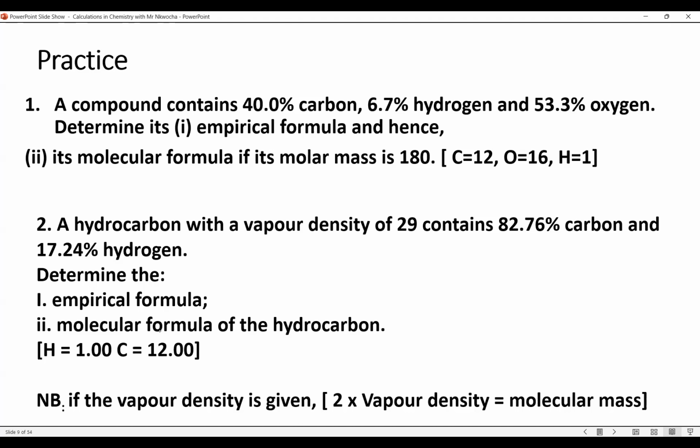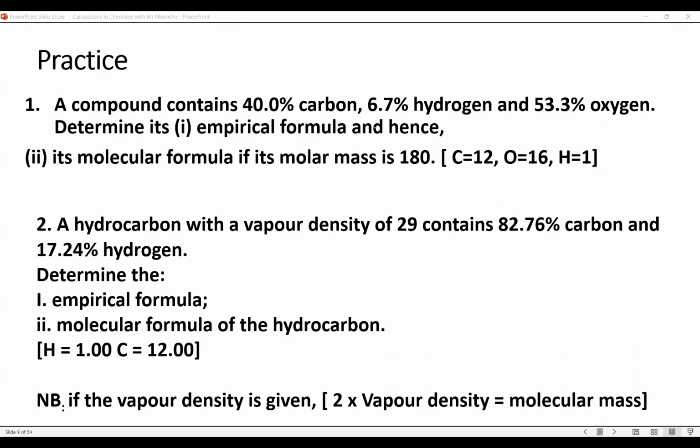A compound contains 40% carbon, 6.7% hydrogen, and 53.3% oxygen. Now, solubility is also here, at the bottom of this slide. As long as time permits us, we are going to do it. Don't be afraid. Okay, I got you.